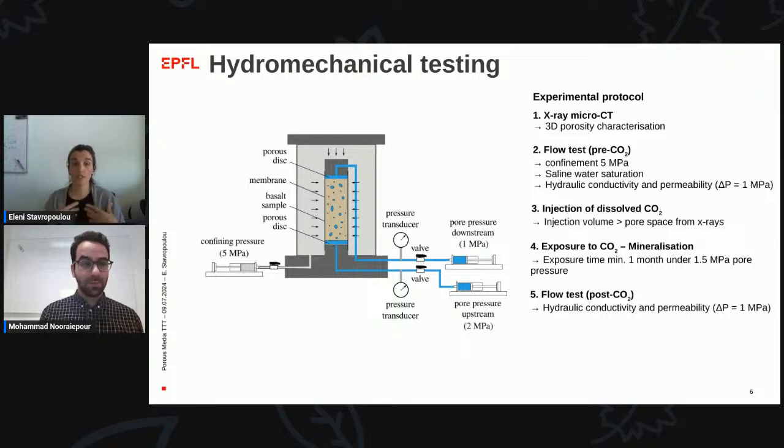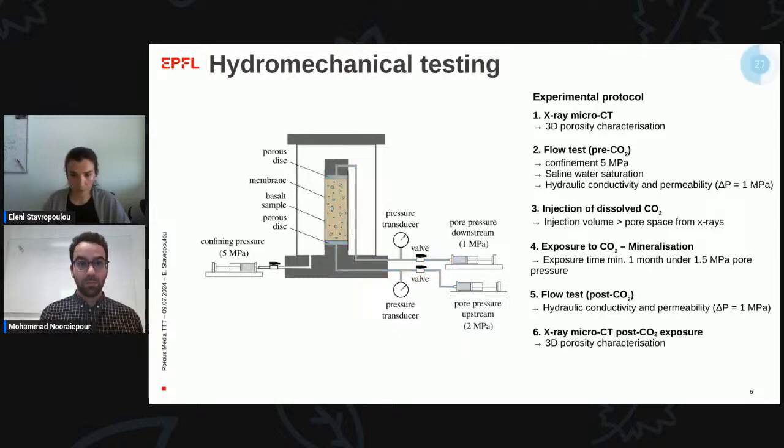So after that, we resaturated again, we flushed our sample with fresh saline water, and then we reassessed the hydraulic properties and permeability of the material by repeating this constant hydraulic gradient between the 2 sides of the sample. Finally, once we have this measurement, we pass our sample again through the tomograph, in order to try to see if we can capture any changes in the pore space that we have initially characterized.